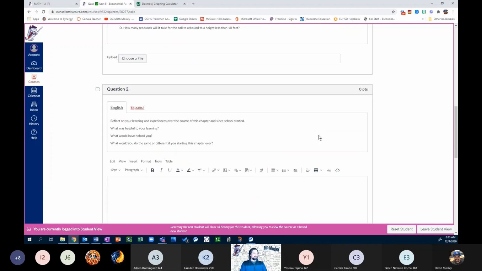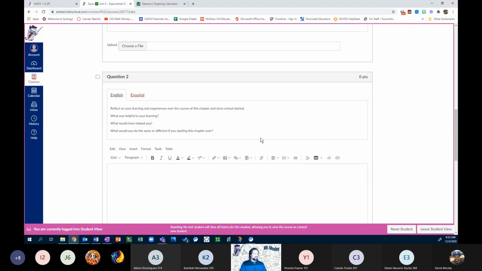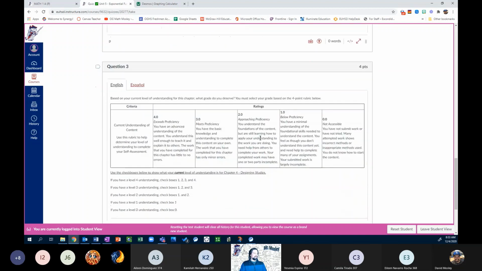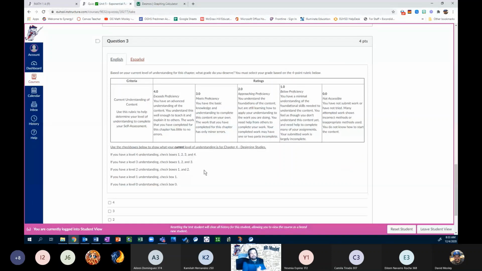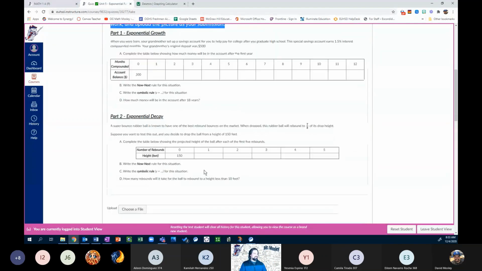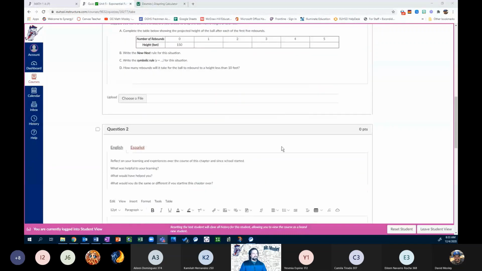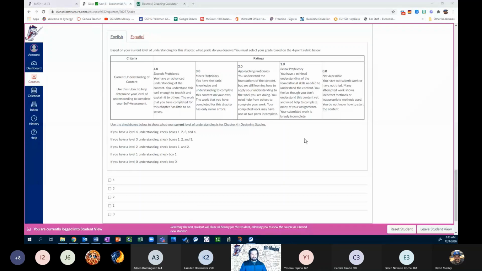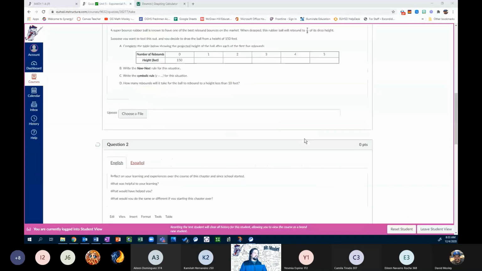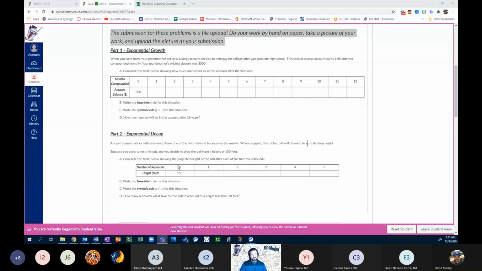Question 2, once again, is the reflection on your learning. And question 3 is the actual self-assessment part where you pick where you believe your level of understanding is for this unit. It is important that the work you do up here for the free response questions is reflected in your self-assessment. If these questions are not done or you don't complete the questions, you can't give yourself a level of understanding of a 4. You didn't complete the work.